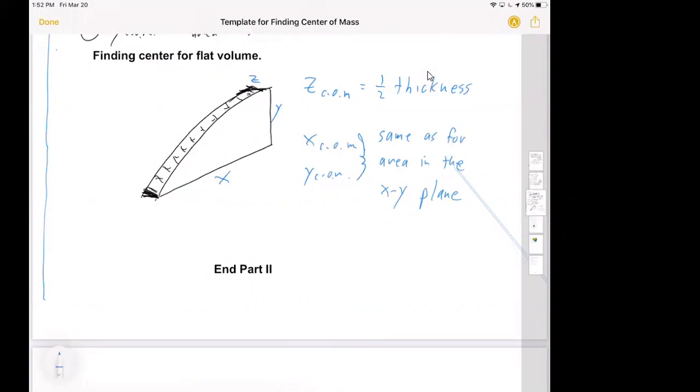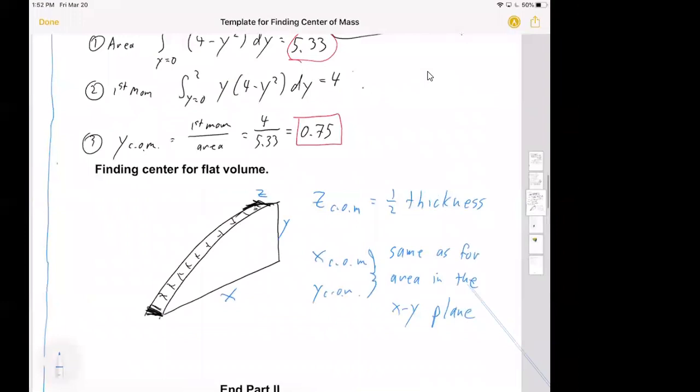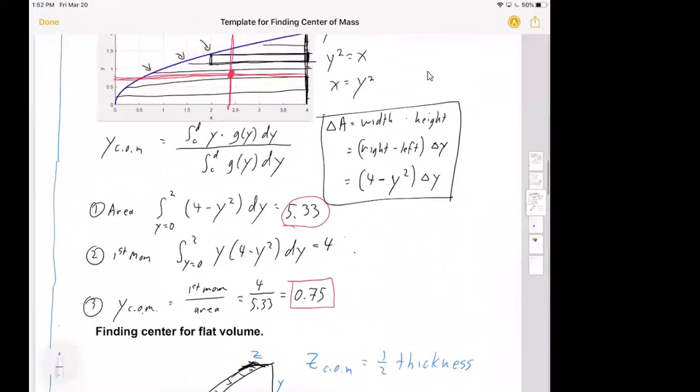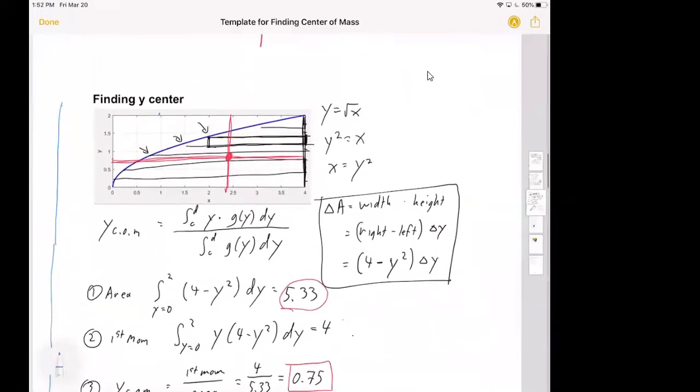So there would be no difference if this had some thickness to it or if it was simply an area like we've shown up here. Because the thickness is uniform, the z value of the center of mass is just right in the middle of the object. And so the point that we had here would simply be a three-dimensional point that also was halfway between the two faces of the object in the z direction. I think that wraps up what we're going to talk about in this video.